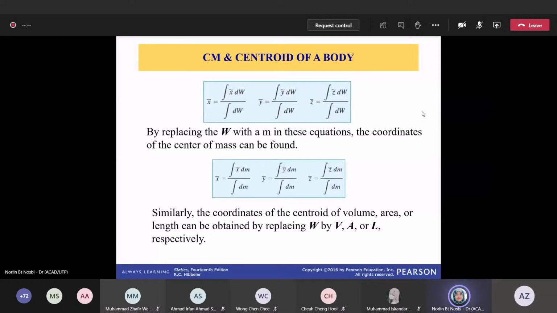Okay, is it okay until now? Okay. Now let me continue to the centroid.